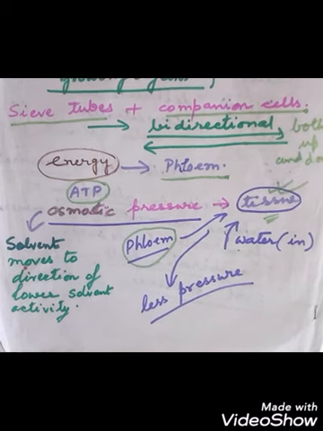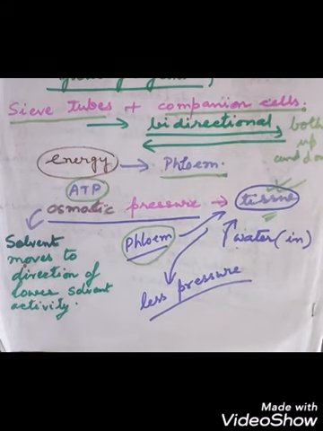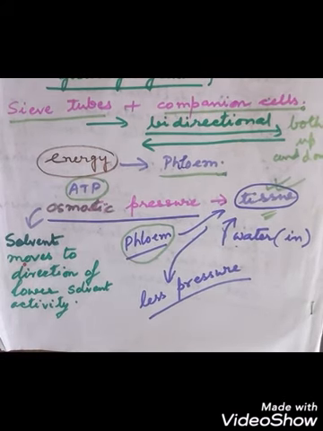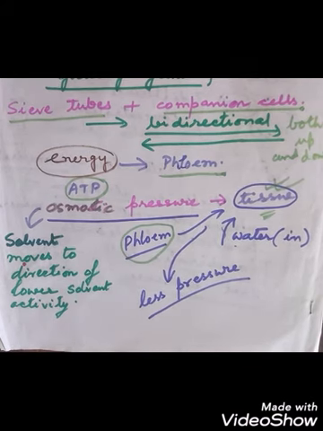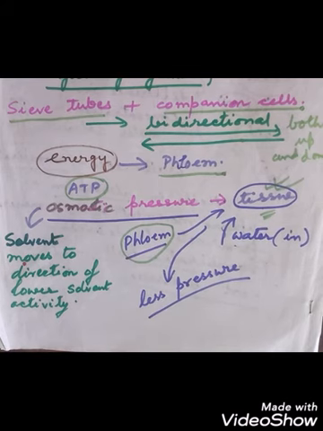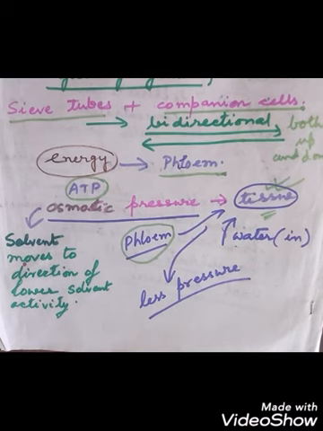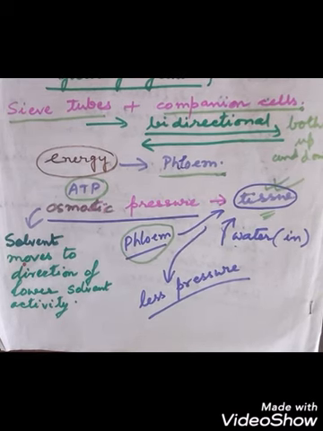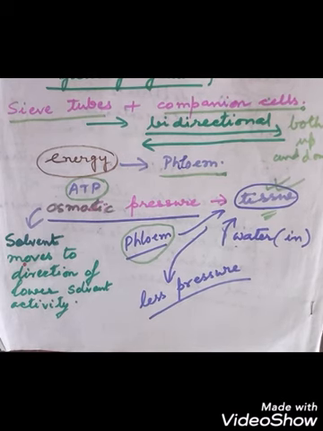So this will increase the osmotic pressure of the tissue, causing the water to move into it. And this pressure will allow the movement of the material in the phloem to the tissues which have less pressure. So the movement will be caused by the osmotic pressure. From high pressure, it will go towards the area which has less pressure, and this will be helped by the ATP, which is the energy currency.